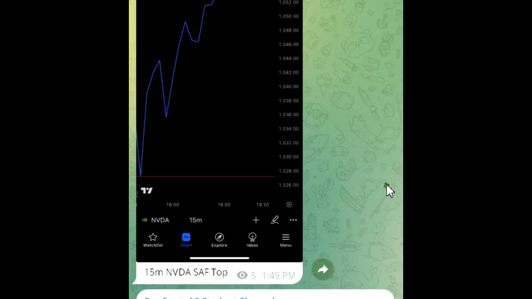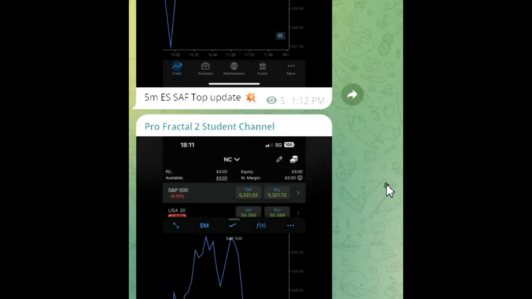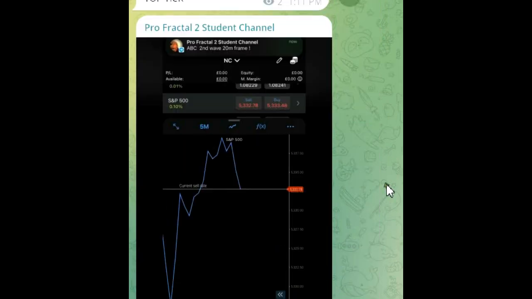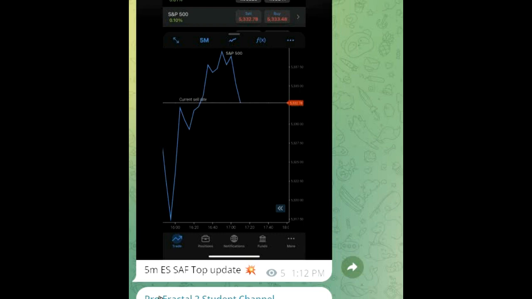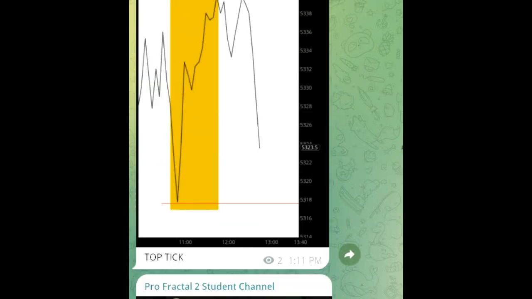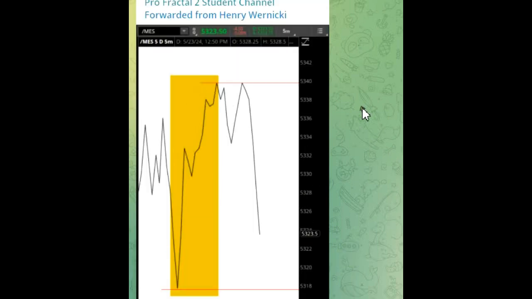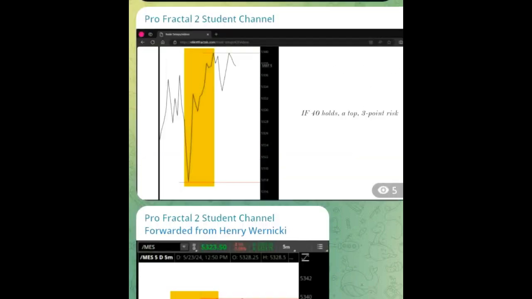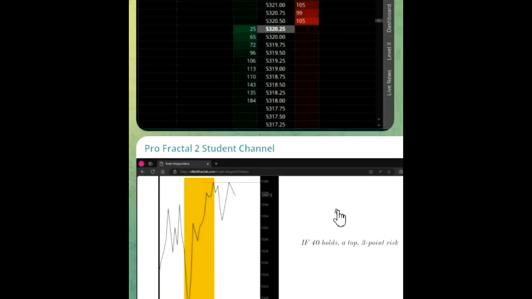Do we have anything else here? Okay, we have that typical decaying fractal here. 1, 2, 3, 4, 5. That was kind of nice. That was a top pick. I think I got that almost at the exact top here. That's when I posted it on my website.